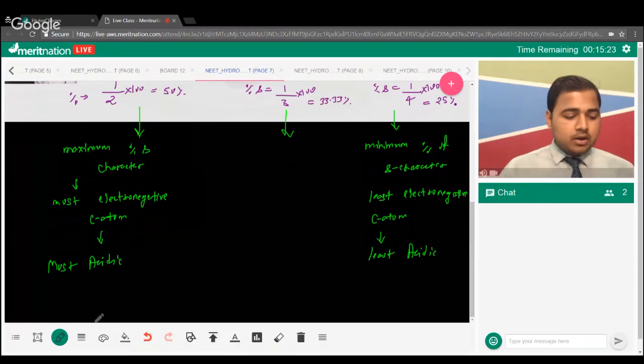So finally, we have a general order for the acidic strength, and that is the alkynes, then alkenes, and then alkanes.